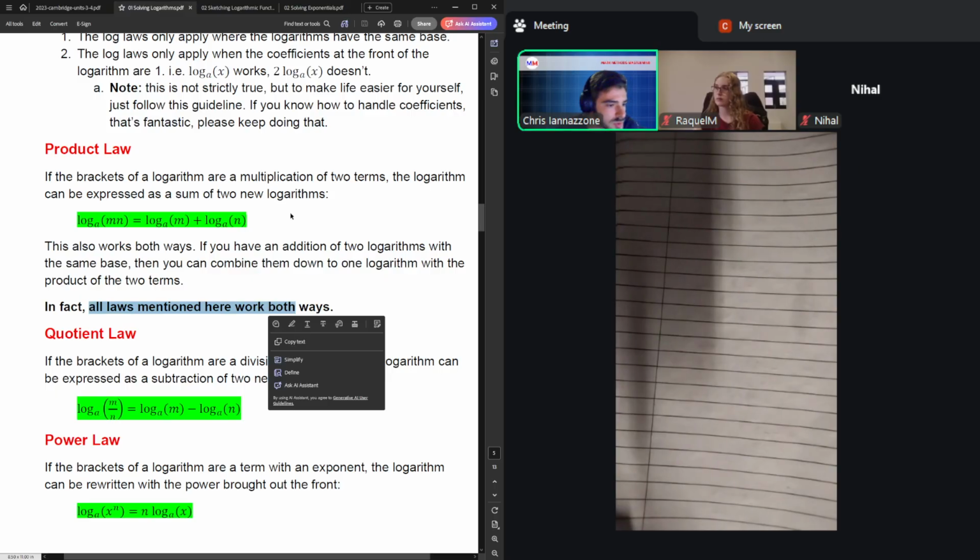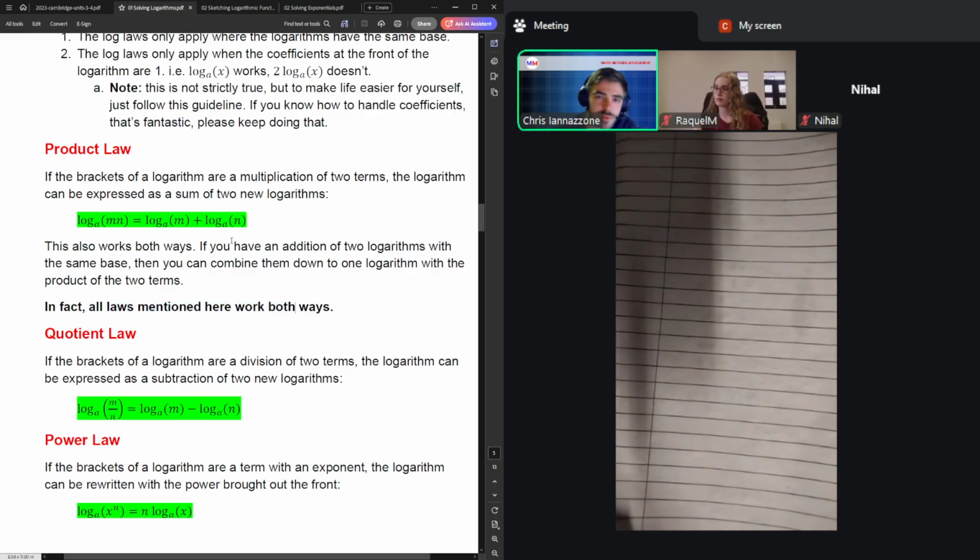This will work for all the laws, and not just in logarithms, but also in literally any equation you ever get. They always work in some form of rearranged version of each other.